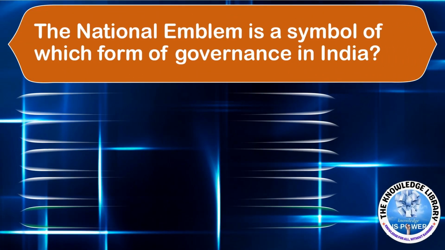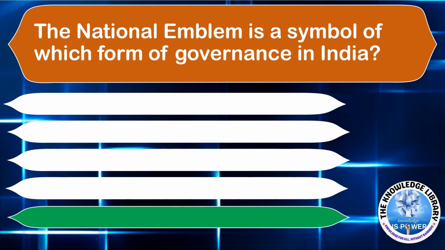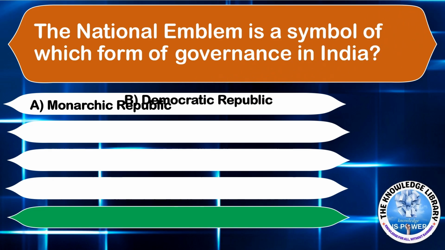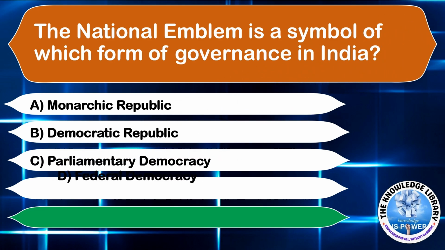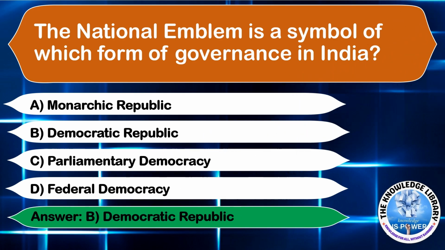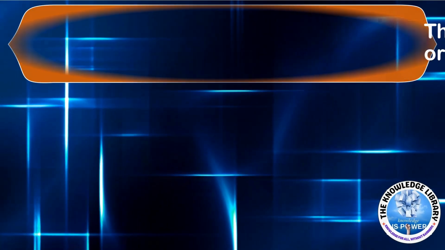The national emblem is a symbol of which form of governance in India? Option A, monarchic republic. Option B, democratic republic. Option C, parliamentary democracy. Option D, federal democracy. The correct answer is option B, democratic republic. Move to the next question.